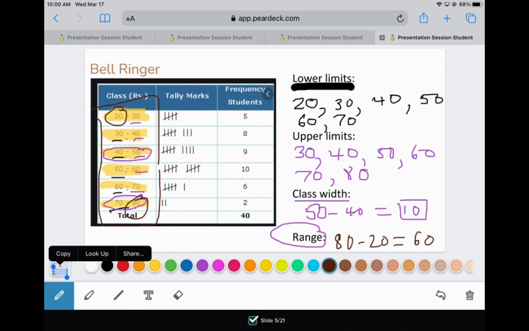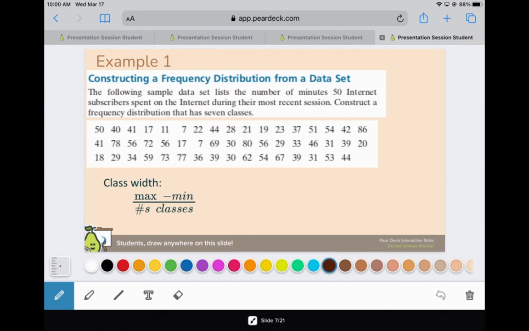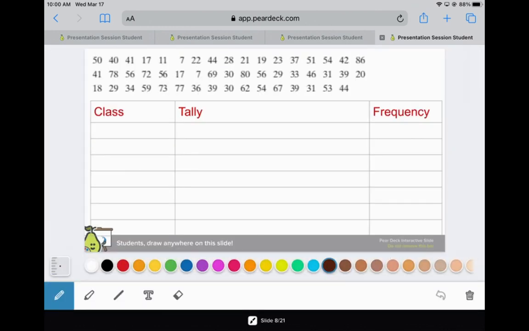So the next one that we looked at is, this is where we stopped, okay? This is when they gave us a bunch of values. And then we want to go back and figure out the class width, because we need that to set up the table. So this is the goal for this lesson, that when we get a list of data, how are we going to construct a frequency table like the one that we just saw? So we're going to have 3 columns. We're going to have the class.